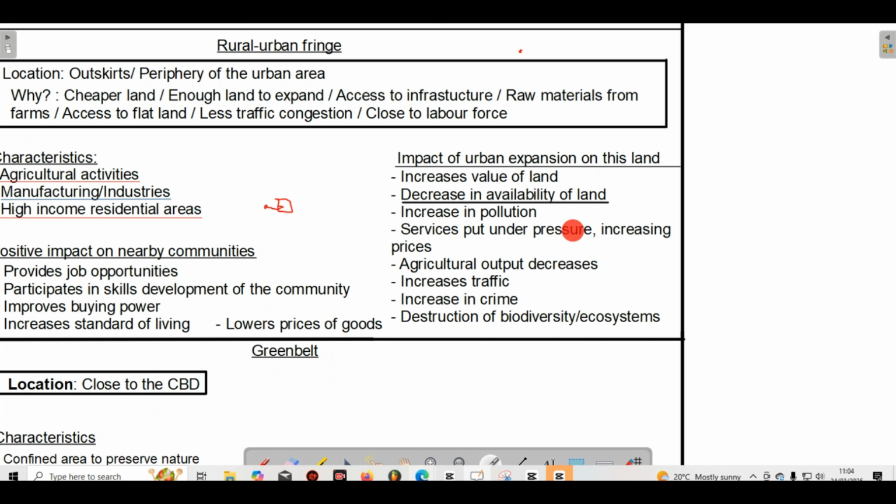This would increase pollution because there's so many people. You're going to have a lot of noise pollution, a lot of air pollution, a lot of water pollution because so many people are there. And because you are also going to have industries like your small industries, that's air pollution increasing there. Services will be put under pressure, increasing the prices as well. So many people and less services to provide for them. Agricultural output will decrease, there will be an increase in traffic, increase in crime, and destruction of biodiversity.